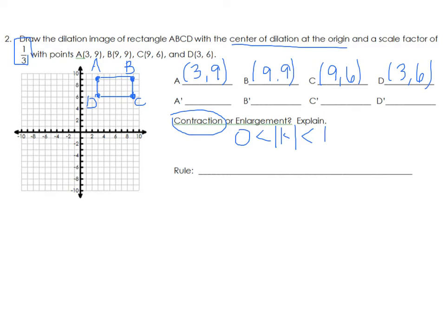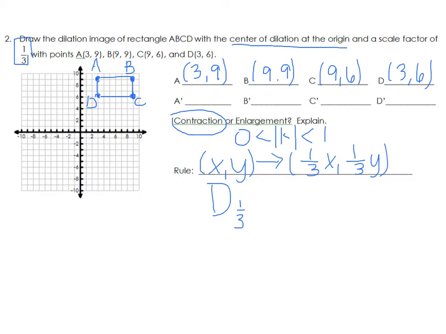Okay, so for our rule, what we're going to do is we're going to take our 1/3 and multiply it to all of the x and all of the y coordinates. So the rule will look like x, y maps to 1/3 x, 1/3 y. And again, that just means 1/3 times x and 1/3 times y. The shorthand notation will be a D with a subscript of 1/3.